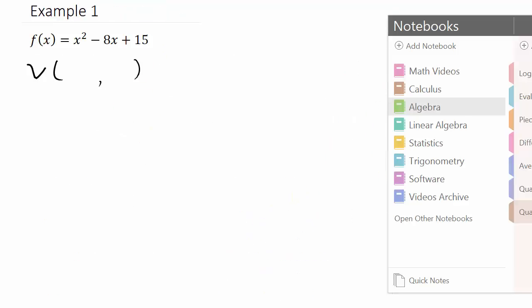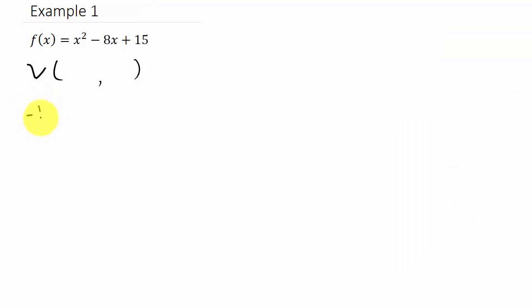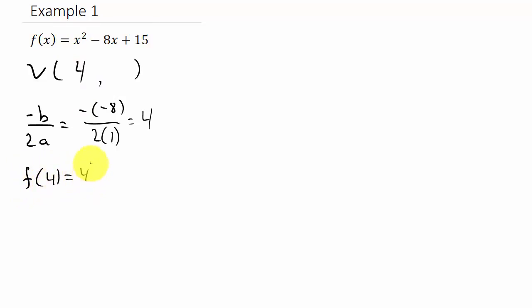So to find the vertex, we're going to have minus b over 2a, which is negative b. b is negative 8, so that's negative 8 over 2 times a. And in this case, a is 1. So that's going to be a positive 8 divided by 2 is 4. And so the x-coordinate of my vertex is 4. Now, to find the y-coordinate, I'm just going to take this value I found for my x-coordinate and evaluate the function. I'm going to plug it in for x. So f of 4 is 4 squared minus 8 times 4 plus 15. And so that's going to be 16 minus 32 plus 15.